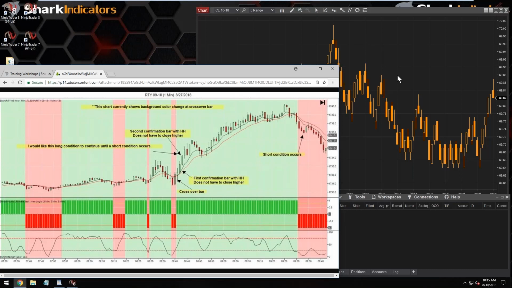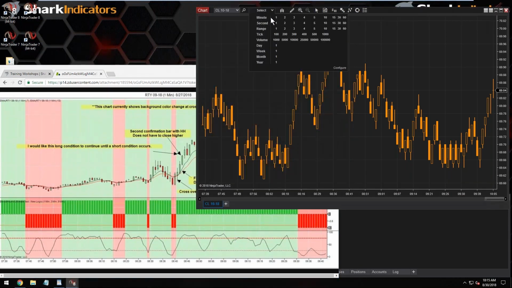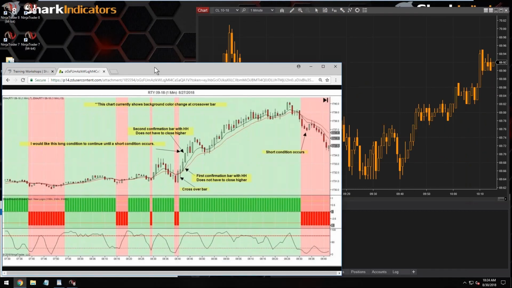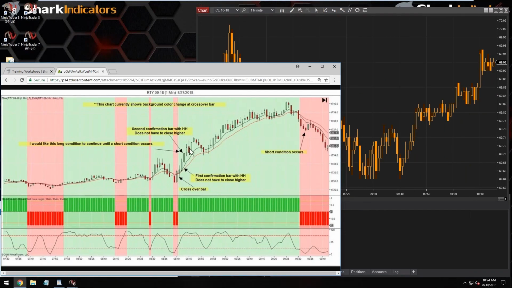This oil chart here. First, though, this is using minute bars, so that might make a difference. So let's switch to minute bars. Give me a moment here to get all the indicators I need on my chart.